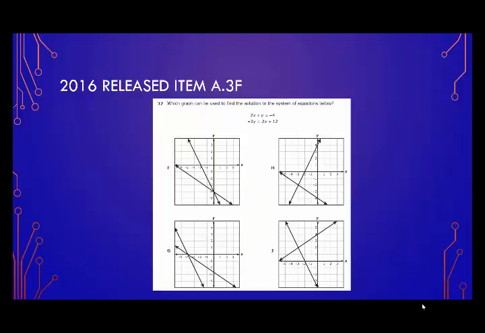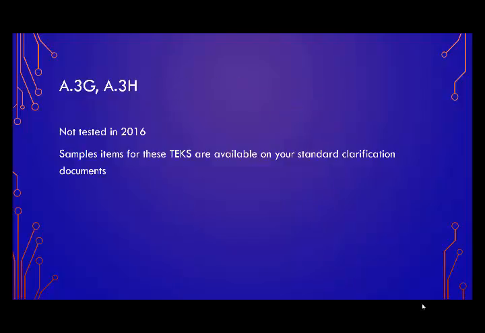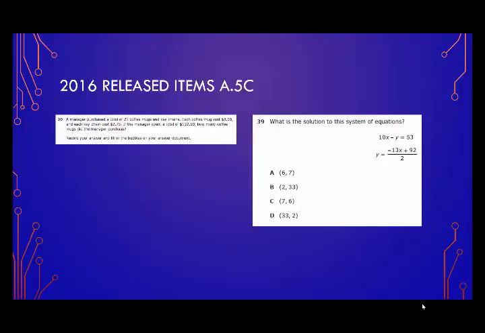Okay, 3F, number 32, coded with processes 1B, 1D, and 1F. The correct answer choice is F, and 62% of our students answered it correctly. So they did a pretty good job with this one. All right, we have 2 standards that were not tested, 3G and 3H. So you may find sample items on our standard clarification documents.